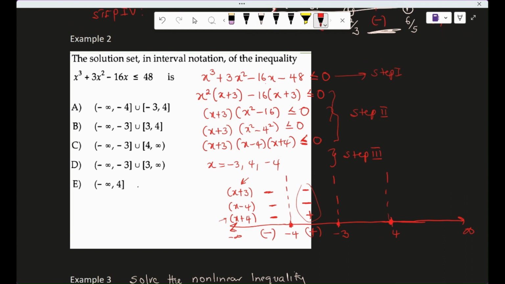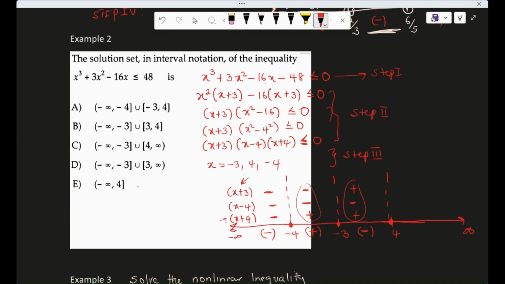Then we take between minus 3 and 4. Between minus 3 and 4, we can take 0 easily. If you substitute 0 into the first term, it's going to be positive. If you substitute 0 into the second term, you have negative. 0 into the third term, it's also positive. So two positive terms and one negative term. If you multiply these three together, you will get negative.